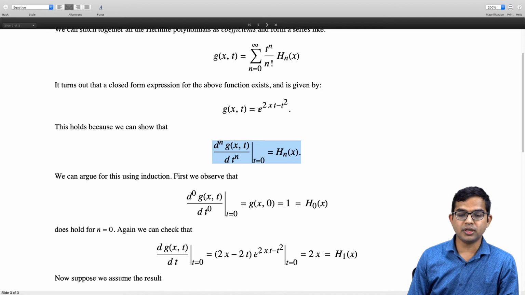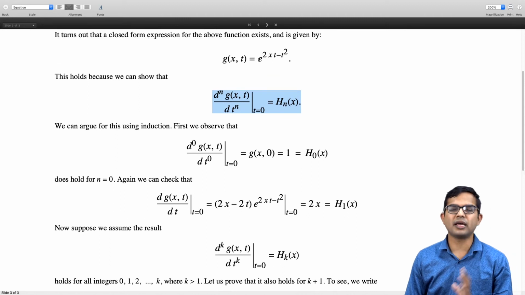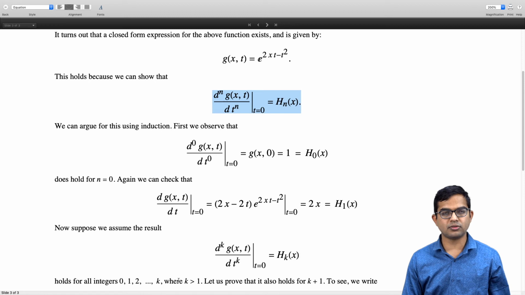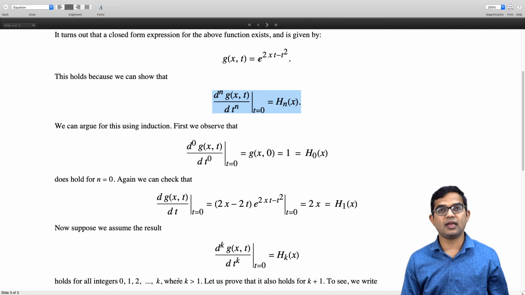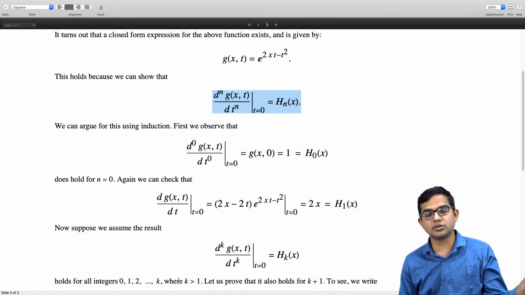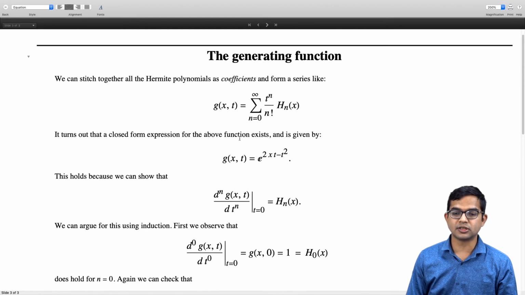Now suppose we assume that this result holds for 0, 1, 2, all the way up to k, where k is greater than 1. By induction we will show the result holds for k plus 1, and therefore it will be true for the next one and so on. So by induction, this result will hold for all these coefficients in this expansion, right?